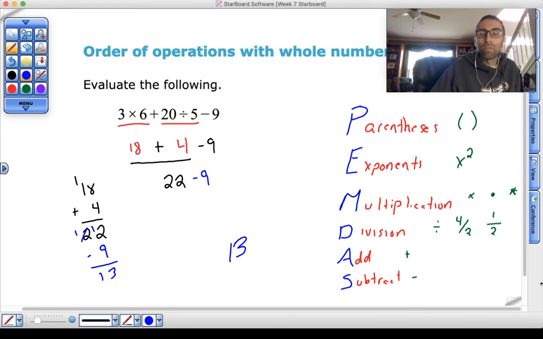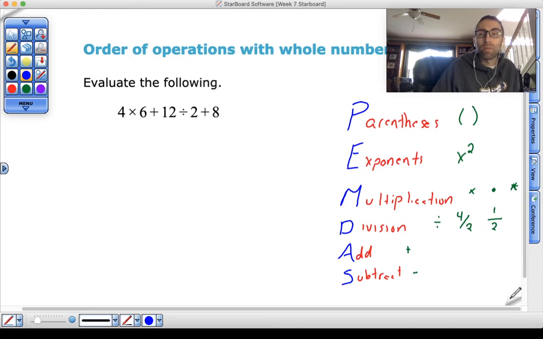And now we go over to the next example I have. Remember, we're going to have a bunch of those today. I'm going to have 4 times 6 plus 12 divided by 2 plus 8. So again, I'm going to start by underlining all the multiplication and division that I see.